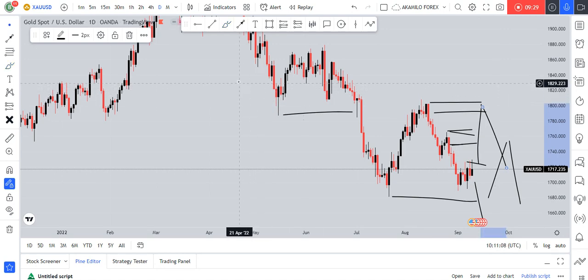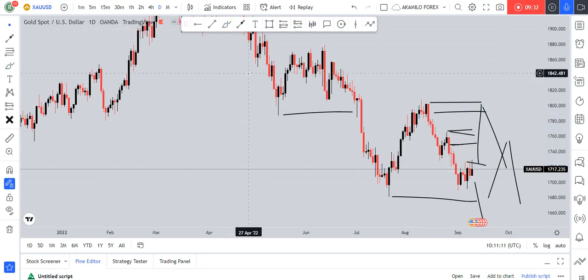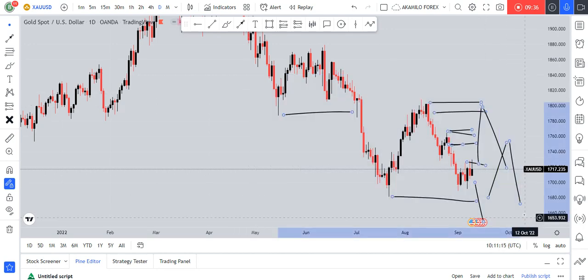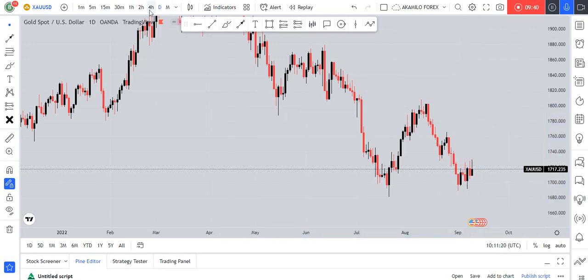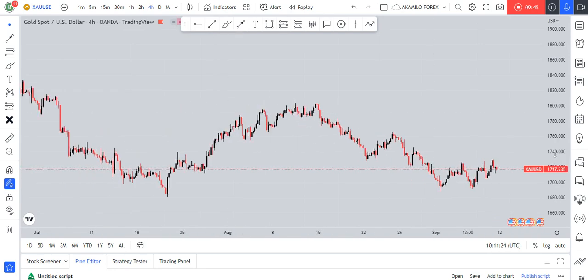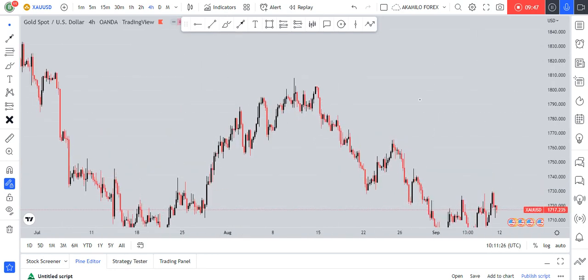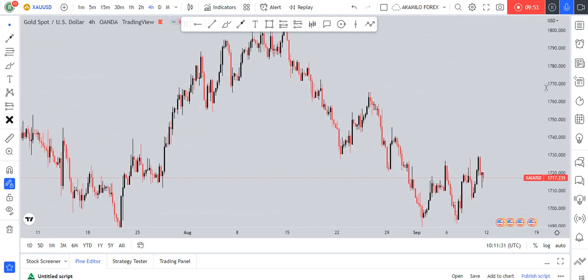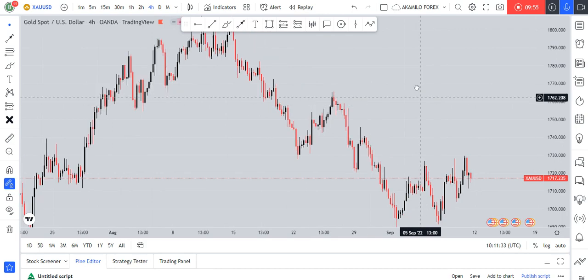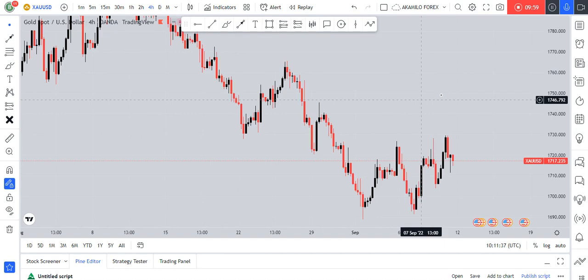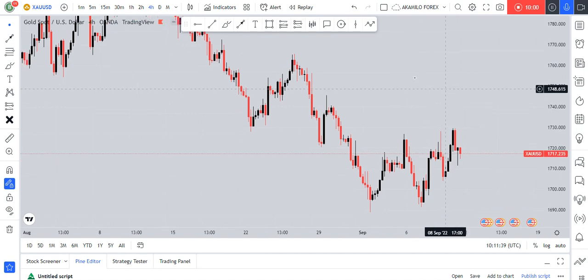Let's move to the 4-hour time frame to see what price really does in the 4-hour time frame on gold. So on gold, we are now in the 4-hour time frame. In the 4-hour time frame, our overall directional order flow is also bearish. This is where we come to see more details in this time frame.